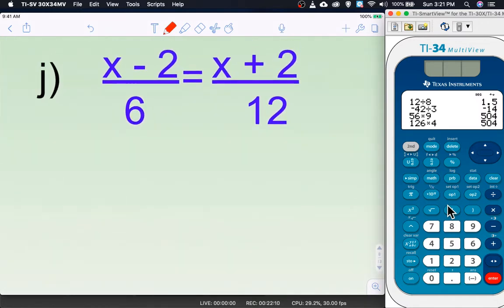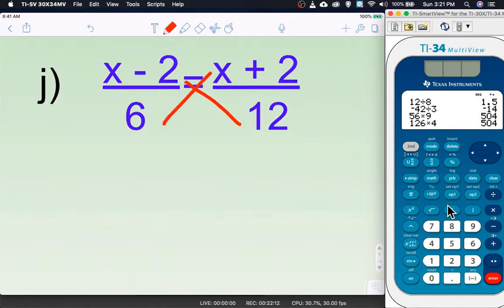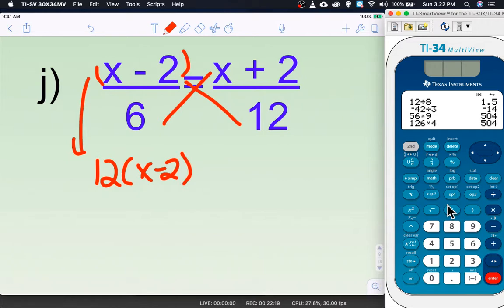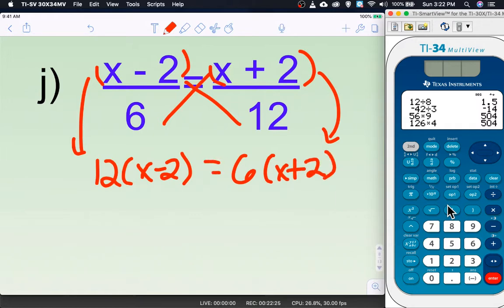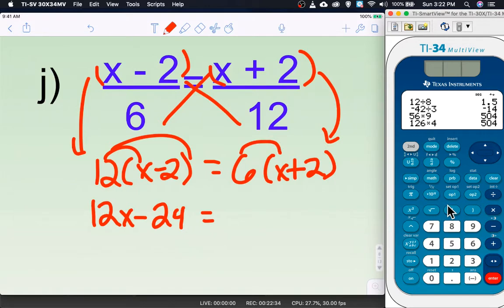Letter J. Cross multiply on both sides. I'm going to take 12 times x minus 2 on the left and 6 times x plus 2 on the right. I now solve the equation. I'm going to distribute: 12x minus 24 on the left. On the right, I take 6x and 12. So I distributed.